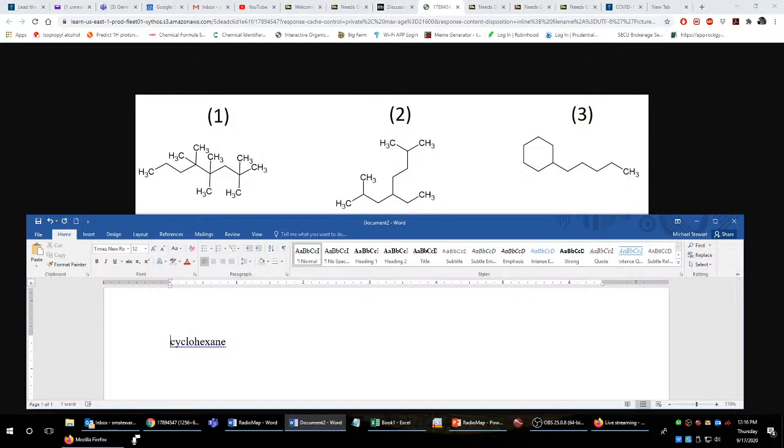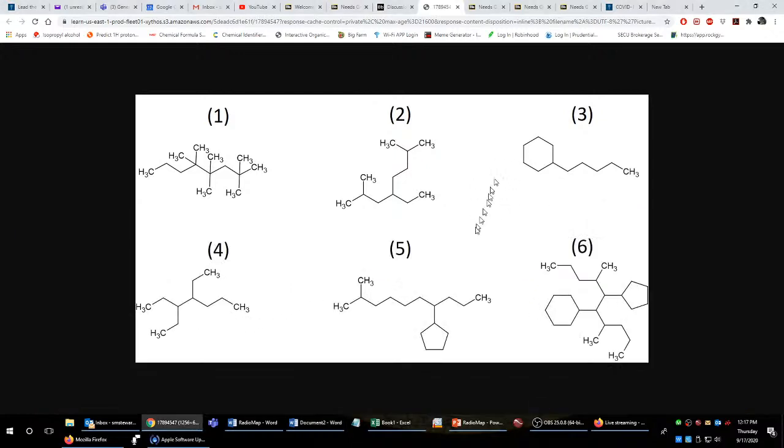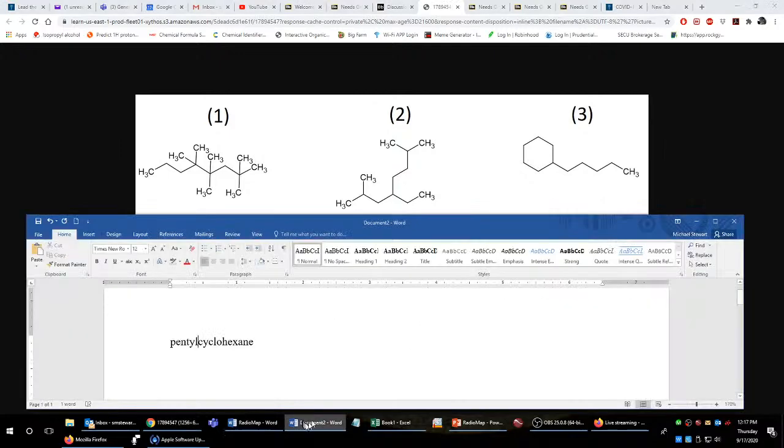So it's going to be, here's 5, meth, but, pent, and we're going to put a YL here. So the pentyl here, the YL tells you that it's a branch. So when we looked at examples 1 and 2, we had ethyl and we had methyl. The YL tells you that it's a branch off whatever the parent chain is, so we would just call this pentyl cyclohexane.